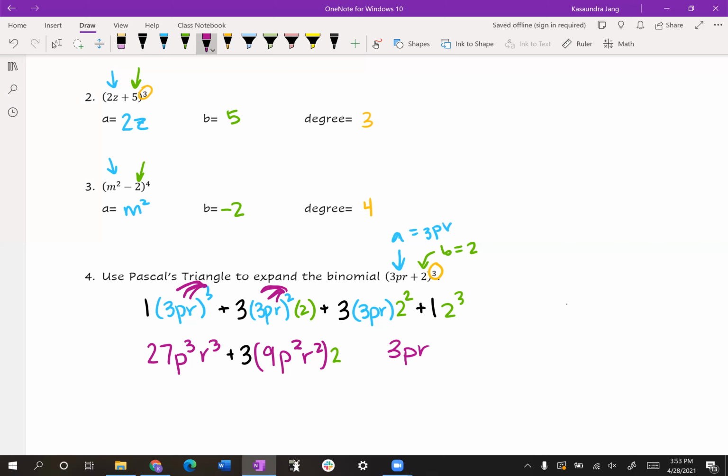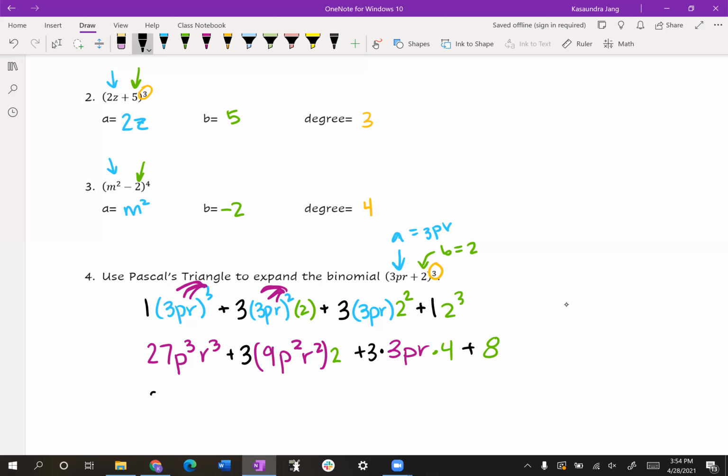All right, with the other 3 and the other 2 squared. 2 squared is 4, so I can simplify that down a little bit. Those are all multiplied together. And then the last bit here is 2 cubed times 1. 2 cubed is 8. 8 times 1 is still 8, so I'll just leave that the way it is.